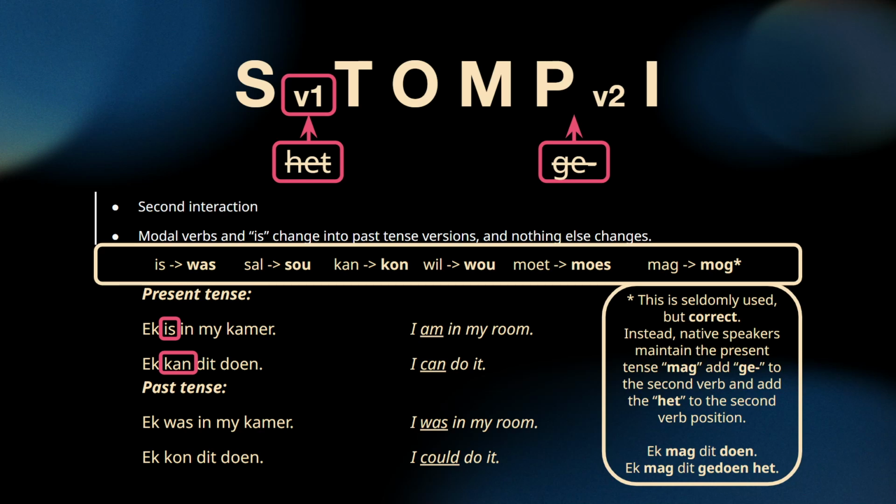Now, you can do this either way. Mog is entirely correct, even though it's not widely used, so the choice is yours. So in our first example, ek is in my kamer, which is changing to ek was in my kamer, no het, no ge, no verb movement. And in my second sentence, ek kan dit doen changes into ek kon dit doen, no ge being added to the verb doen. Even though that verb doen is already there, nothing moves. We do nothing else to our sentence.